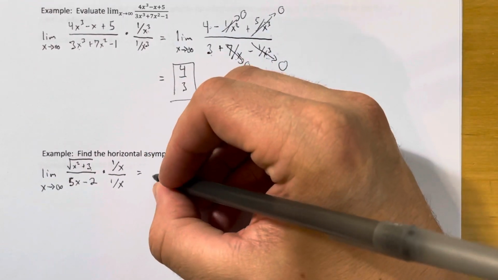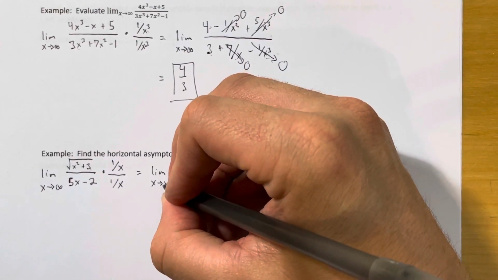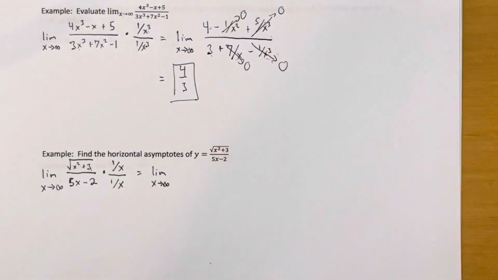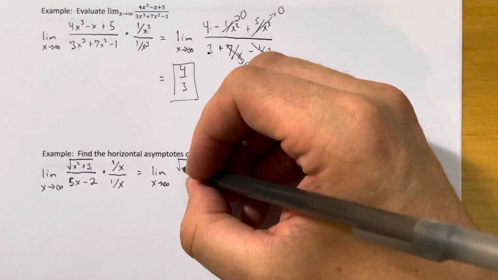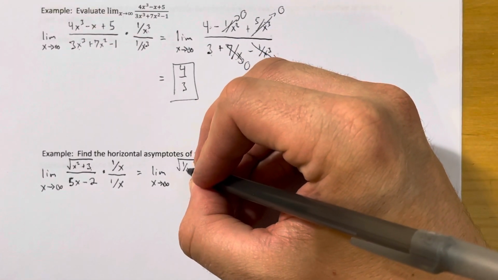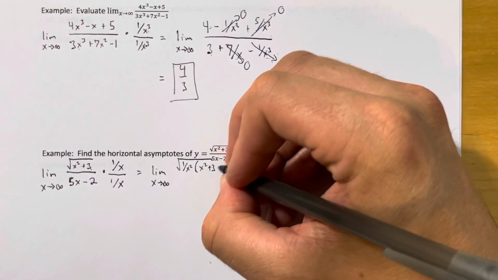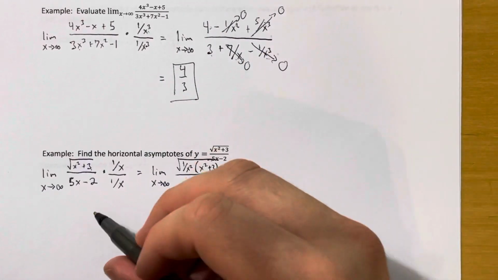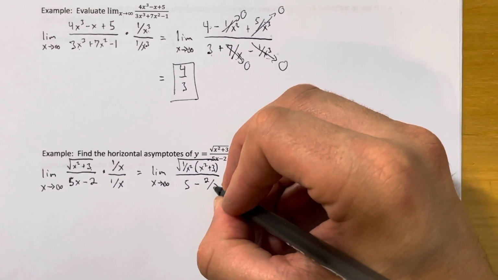What happens when I do that? The limit as x approaches infinity. How do you bring a 1 over x into a radical? Well, once you bring it into that radical, it becomes 1 over x squared. So what is that equal to? That's equal to 1 over x squared times x squared plus 3. That's what's going to be on the inside there. Down here, 5x times 1 over x is 5, and then I have minus 2 over x here.